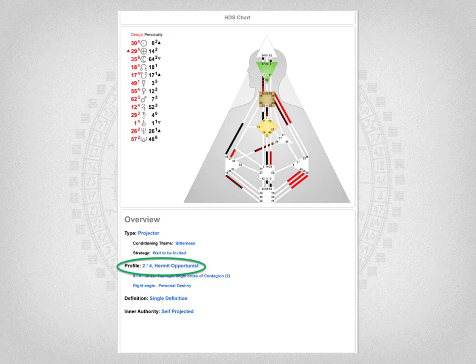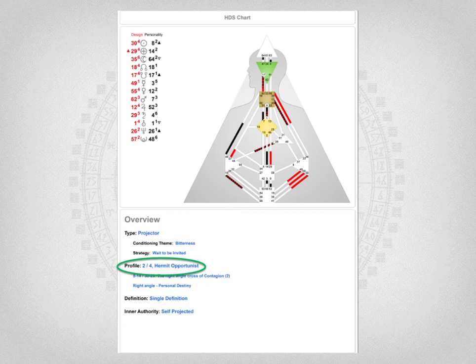Profiles are very similar to rising signs or ascendants in Western astrology. They allude to how you operate in the world, your modus operandi. Depending on your profile, you'll either have a more inward, introspective focus overall, or you do better gaining knowledge from the external world and then reflecting on it.